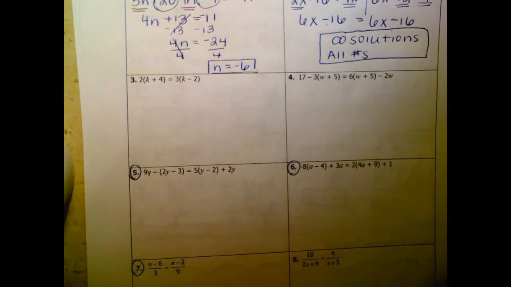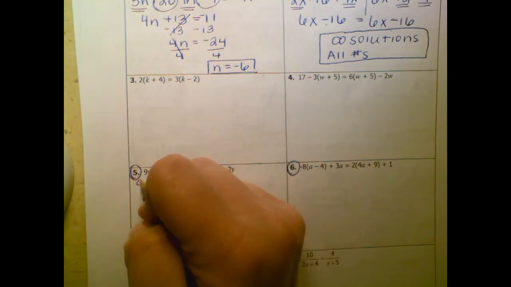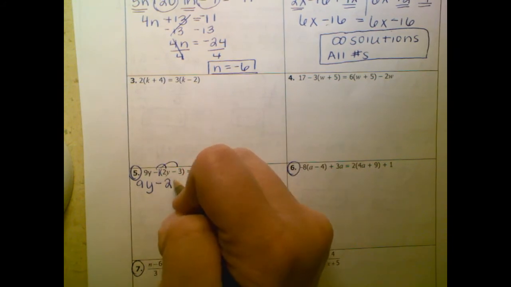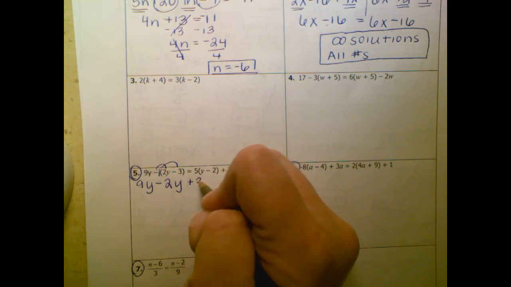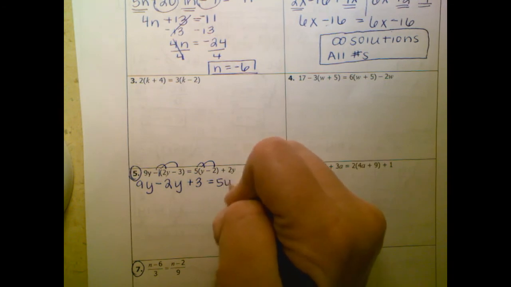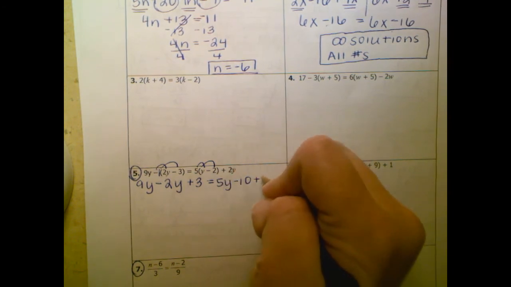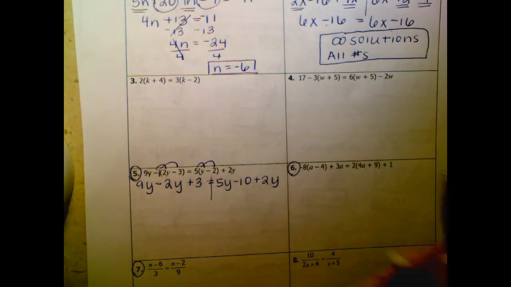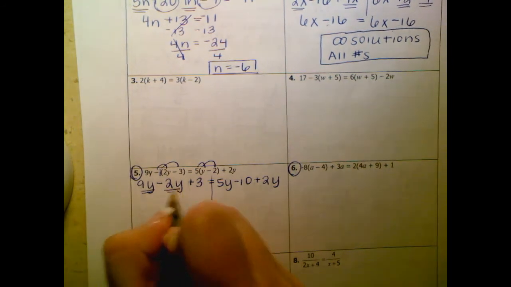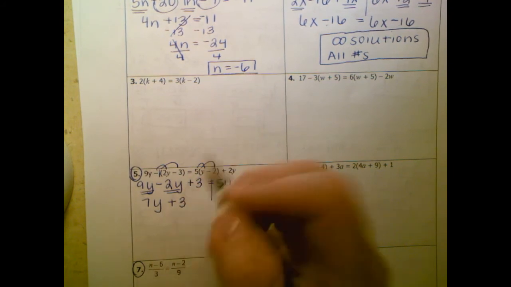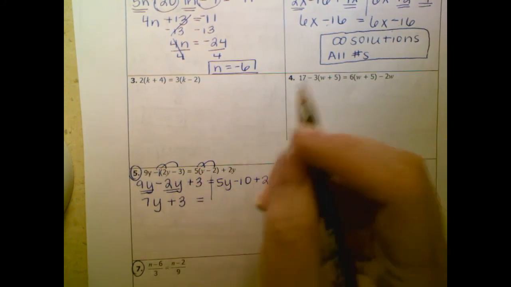If I bump down to number 5, I'm going to rewrite this 9y. I have that invisible 1 that I'm distributing. Then I need to distribute this 5. And then bring down that 2y. Looking at the left, I can combine like terms. 9y minus 2y gives me 7y. Add my 3, or bring down my plus 3. Bring down my equal sign.